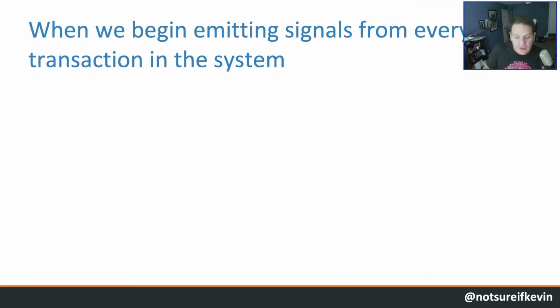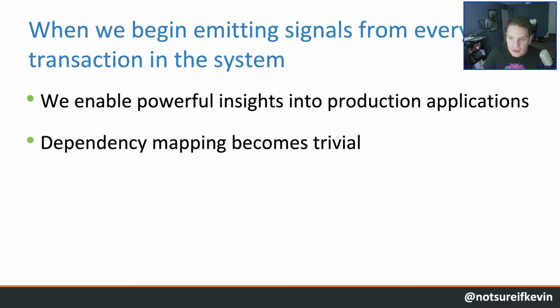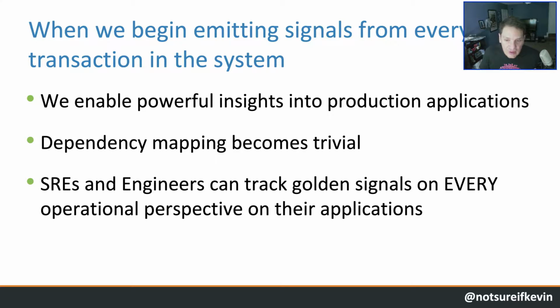So the first thing I want to cover is that because we do have observability and we're emitting all these signals from our application and we're able to aggregate and understand those, we're able to get insights into the application. Dependency mapping becomes really trivial, and myself and the other engineer on this project, we can track the golden signals, things like throughput, error rate, and latency on every operational and service request perspective on this application.